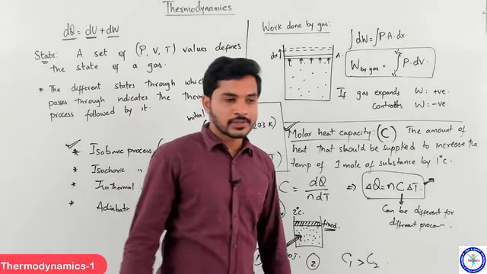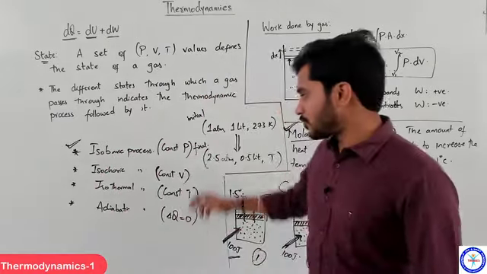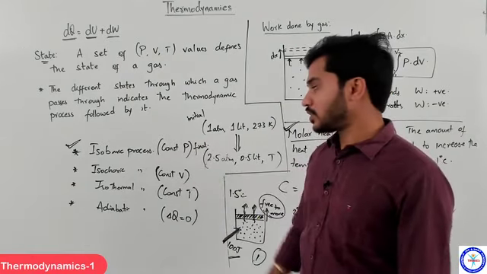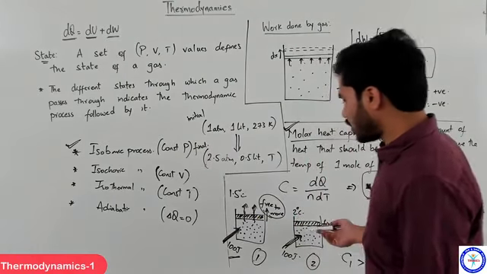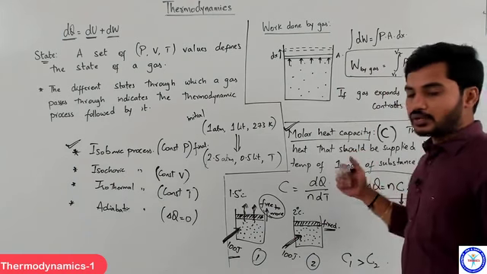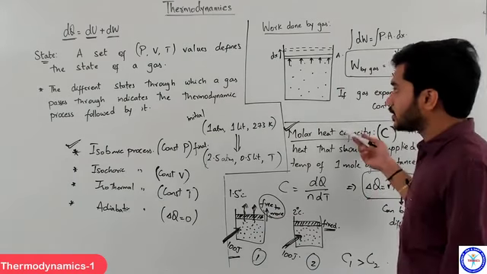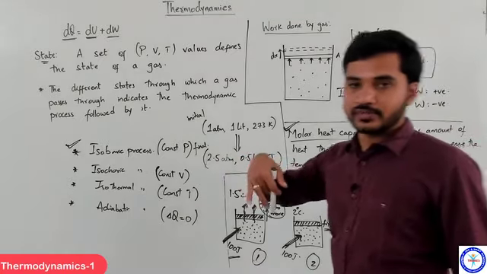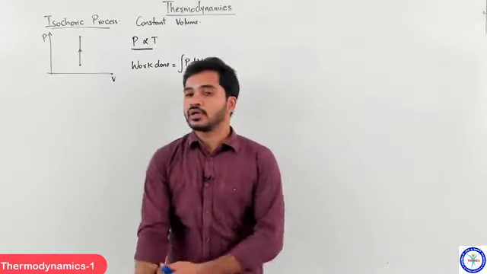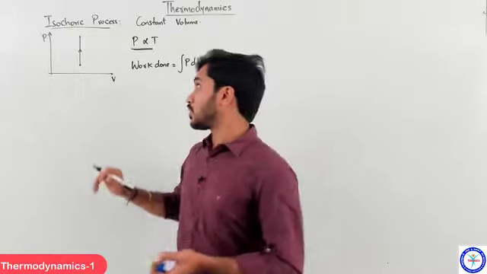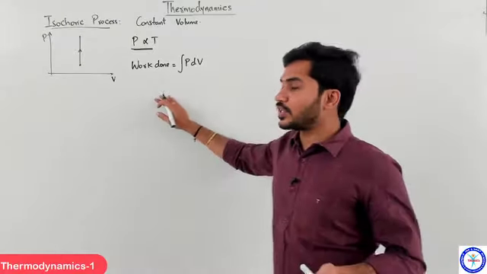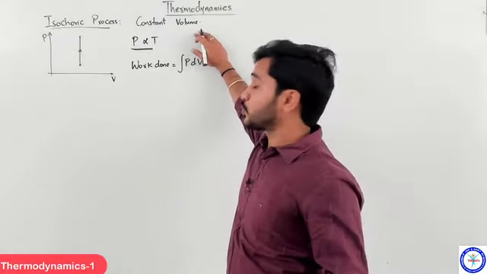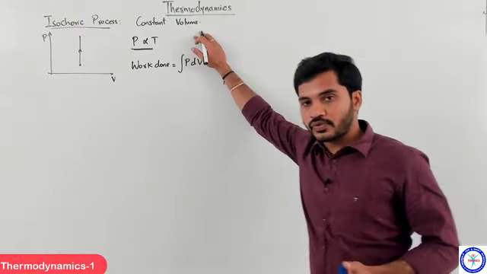Clear, students? So now what we'll do is, for these 4 standard processes, we'll find out what the C values are, how much heat should be supplied to the gas, and how much work will be done by the gas in all these processes. We'll see them one by one. Clear? Okay, students. So first we'll discuss the isochoric process. So you know that an isochoric process is that process where the volume remains constant, right?